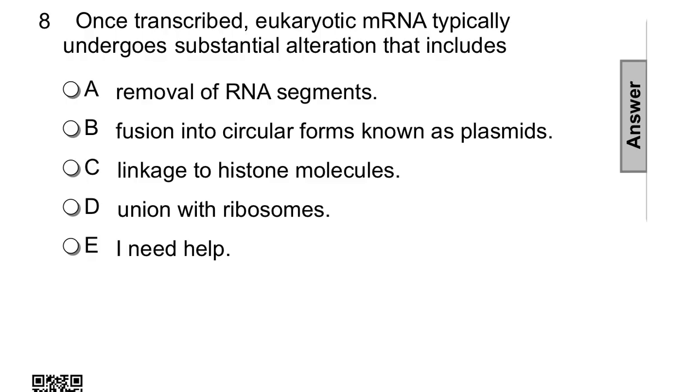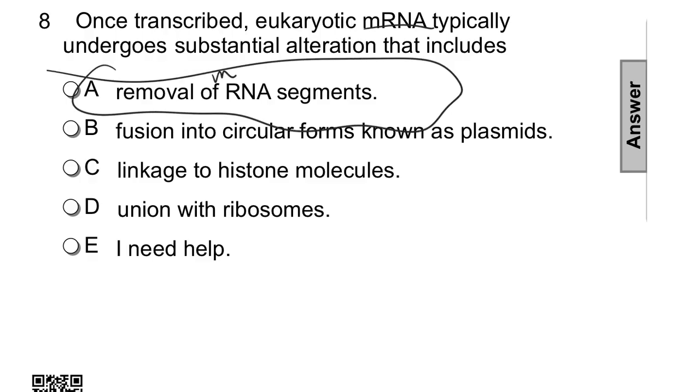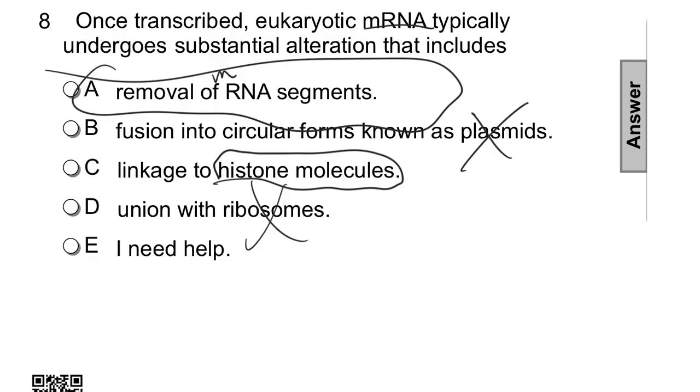Once transcribed, copied from the DNA, eukaryotic mRNA typically undergoes substantial alteration. That's called pre-RNA processing, where pieces of the mRNA segment are removed. Okay, the rest is not needed. Ribosomes, no. Transcription doesn't occur in the cytoplasm. Ribosomes are linked to histone? No, the histone doesn't connect to mRNA. It connects to DNA to turn off genes. Fusion into circular forms, no. Plasmids are little rings of DNA in bacteria. So we're talking about eukaryotes.